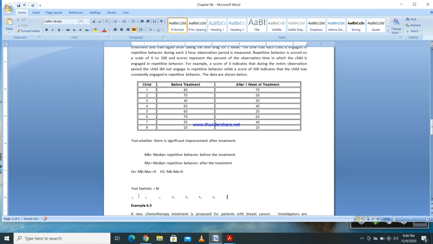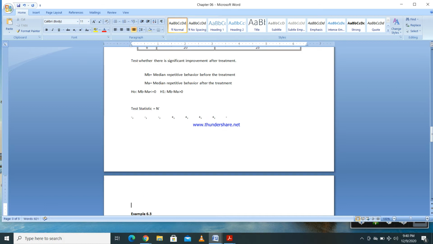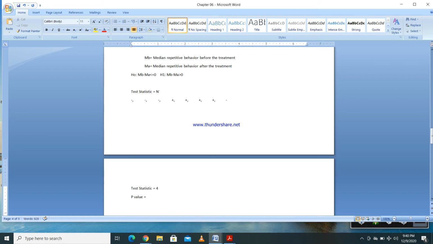So these are the values that you get by considering the sample. Here you have 1, 2, 3, 4 positive ones and 1, 2, 3, 4 negative. So our test statistic is the number of negative differences in this sample. In this case, the test statistic value is equal to 4. You have 4 negative differences. Now you can calculate the p-value just as you did in the one sample sign test.